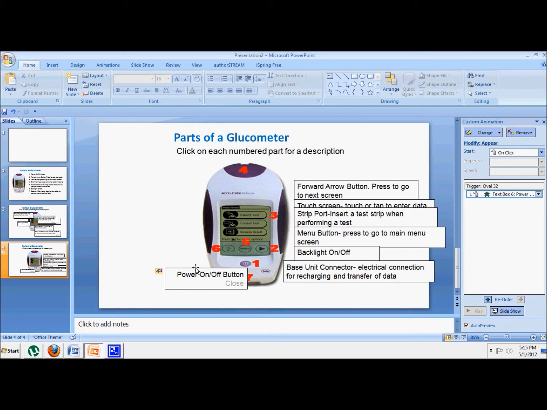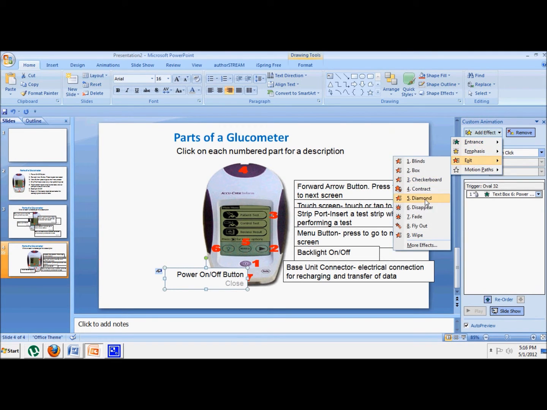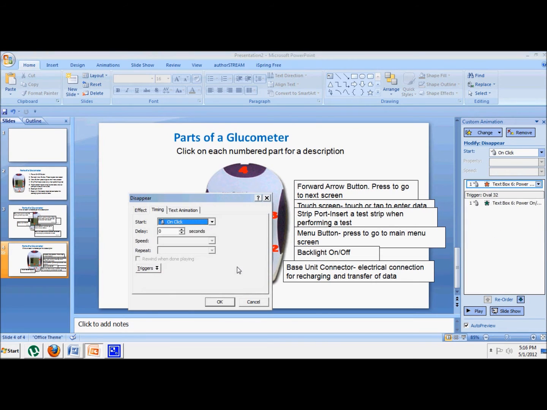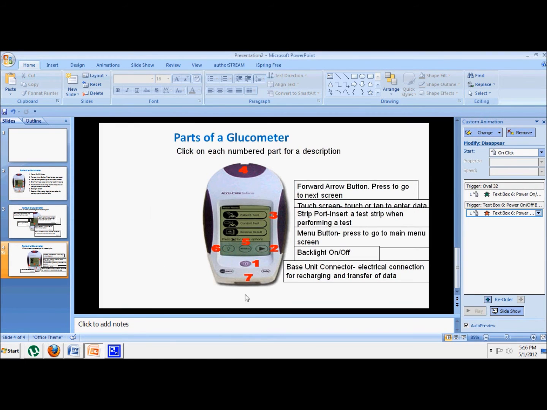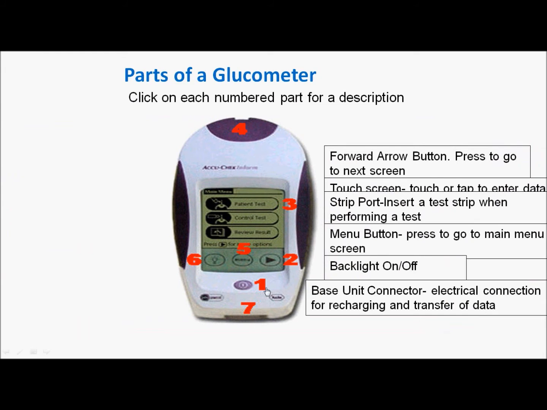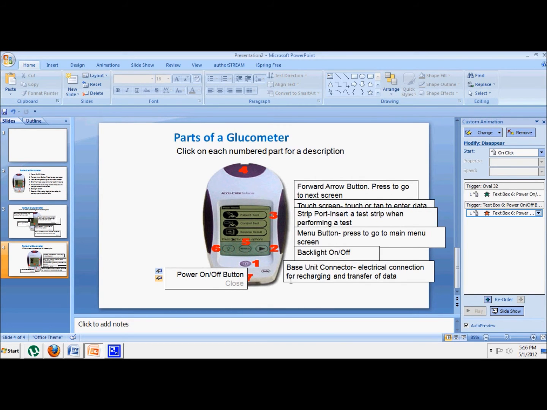Then I'm going to add another animation, so click on the text box again, Add Effect, this time it's Exit, Disappear, and I'm going to change the trigger so that the trigger is the text box itself. So let's see how that works. Let's view this full screen. Click on 1, and that's what we want it to do. So let's go back to Compose, and we'll do that with the next one.